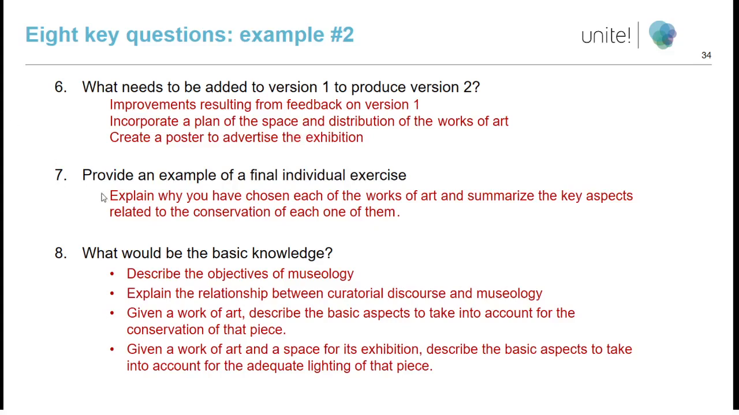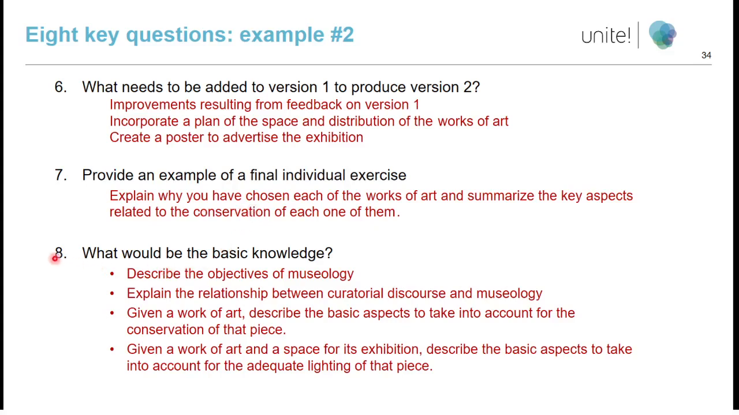So now, an example of a final individual exercise. Each student has to explain why they have chosen each of the works of art they have chosen and summarize the key aspects related to the conservation of each of them. This is something they must have documented in the report, so any student who has been actively involved in the project should be able to answer the question.